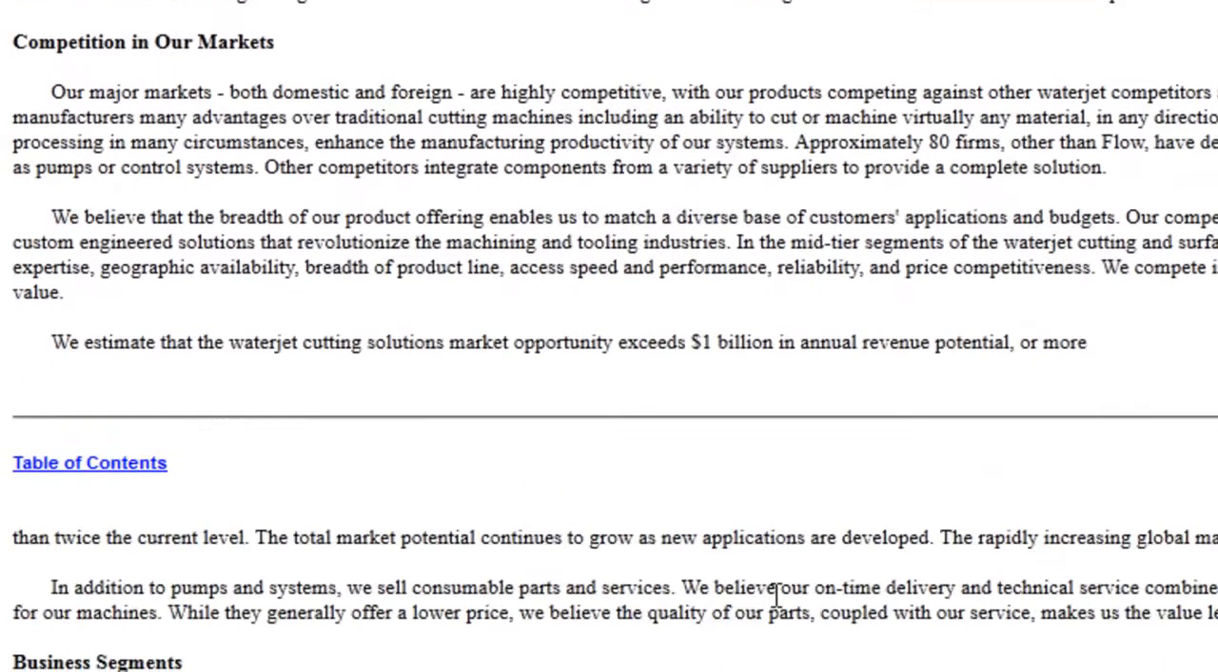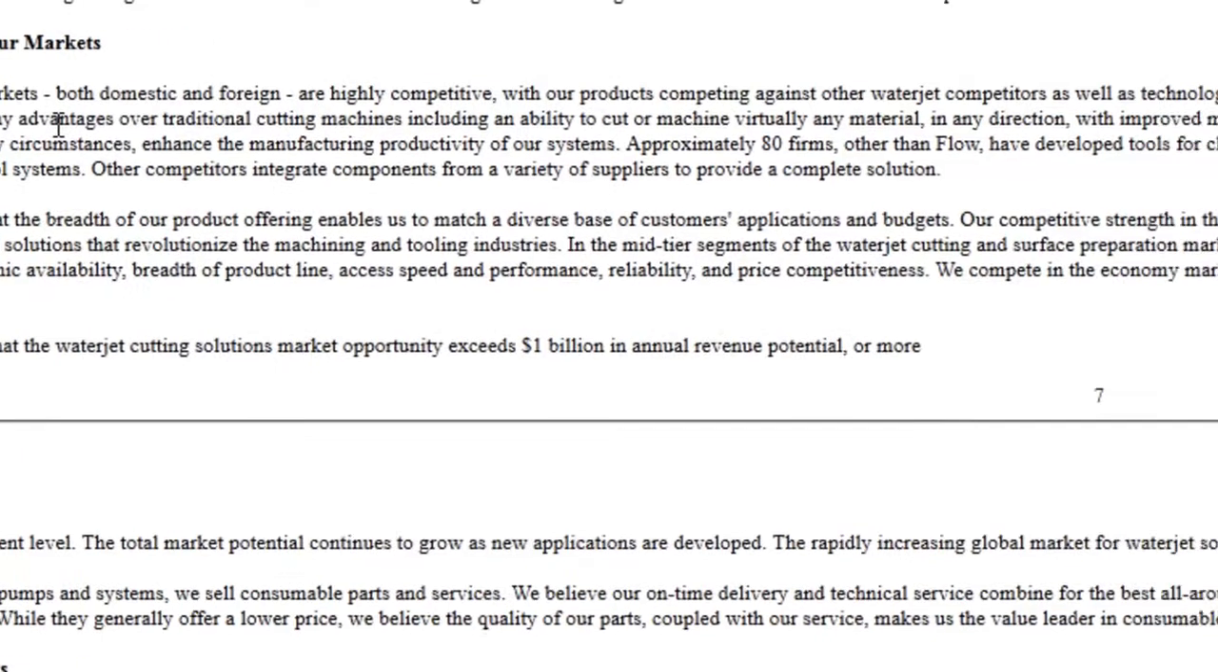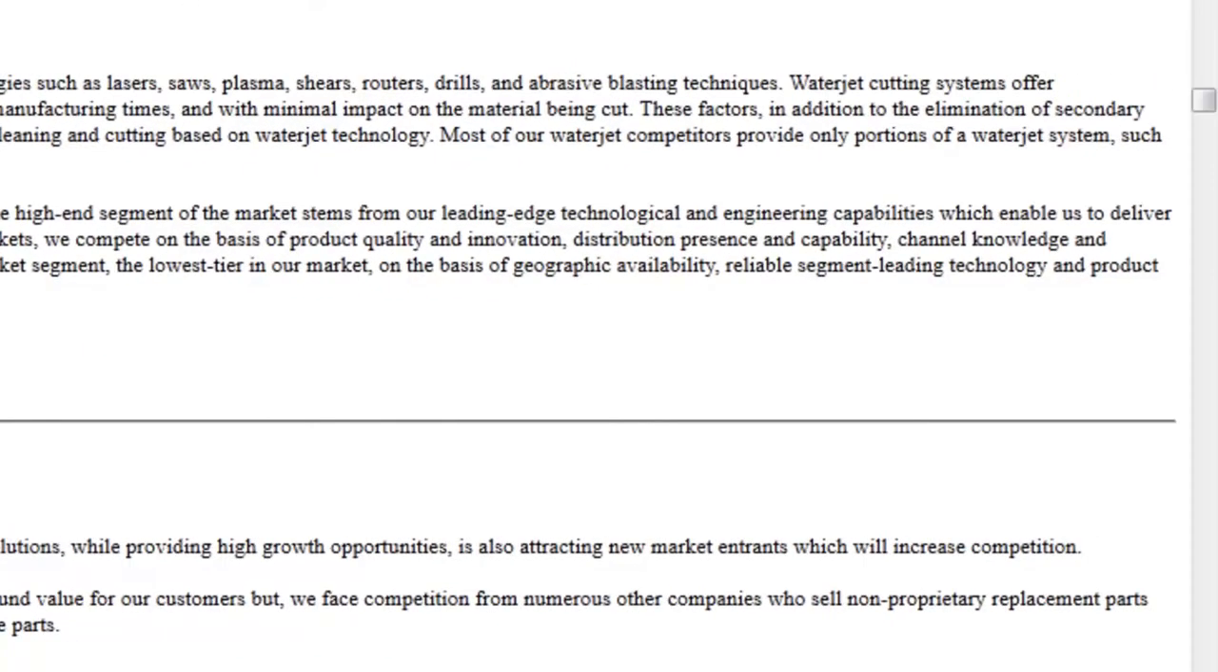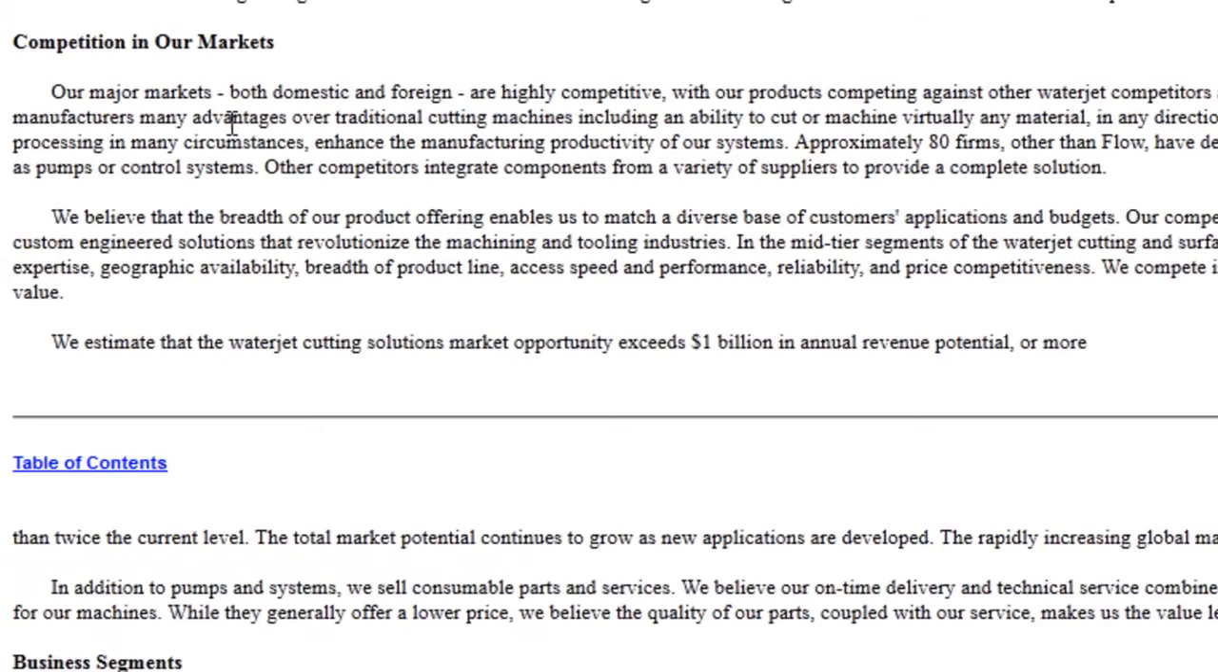Then competition. Is the company in a fragmented industry, or is the industry highly competitive? In this example, it says our major markets, both domestic and foreign, are highly competitive with our products competing against other water jet competitors, as well as technologies such as lasers, plasma, etc. So this is where you learn about the environment that the company operates in.